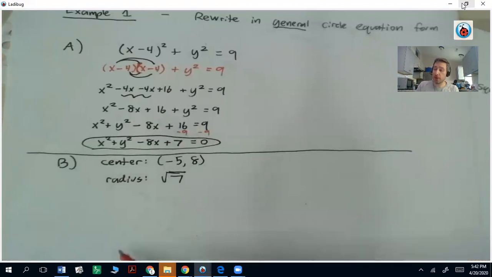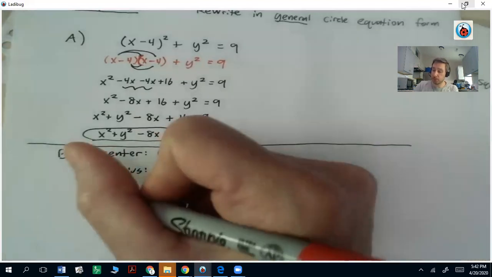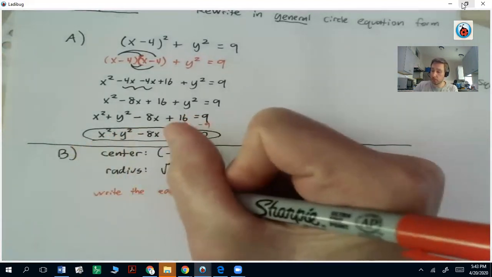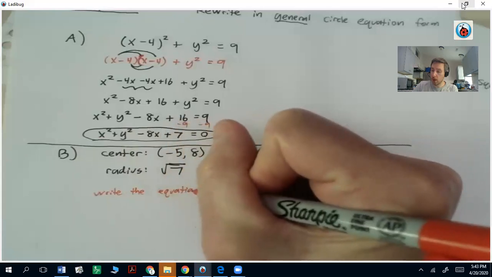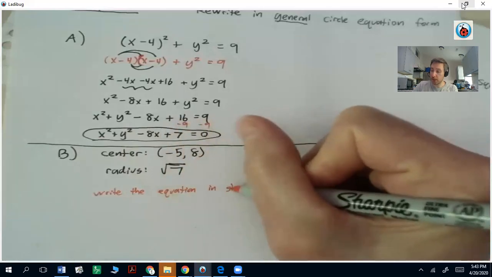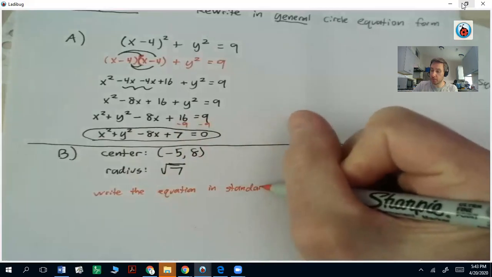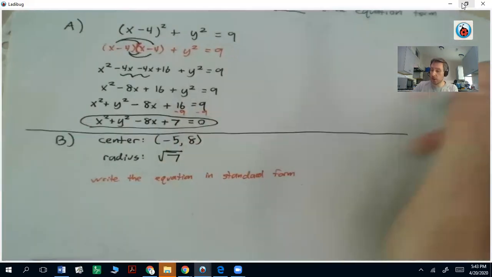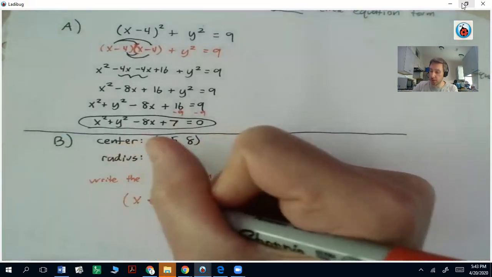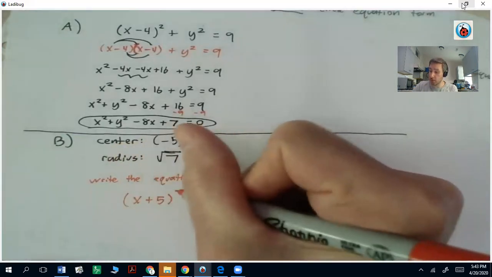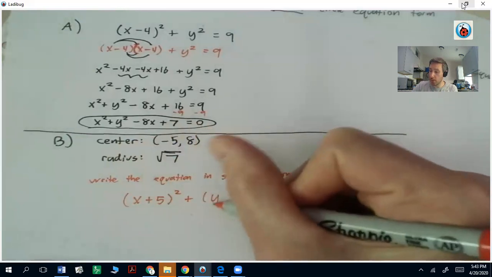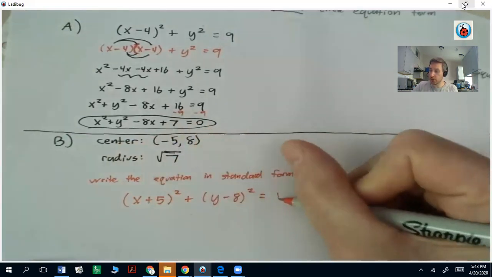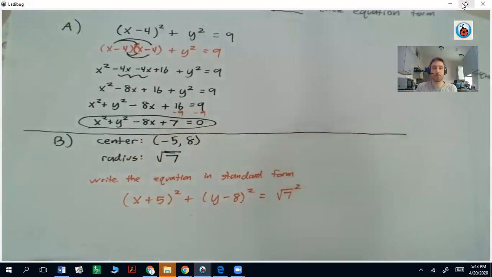The first thing I want to do is I want to rewrite the equation. And I want to write it in standard form because that's the easiest way to write it. So to do that, I'm going to switch the signs. (x plus 5) squared plus (y minus 8) squared. And r is the square root of 7. So the square root of 7 squared.